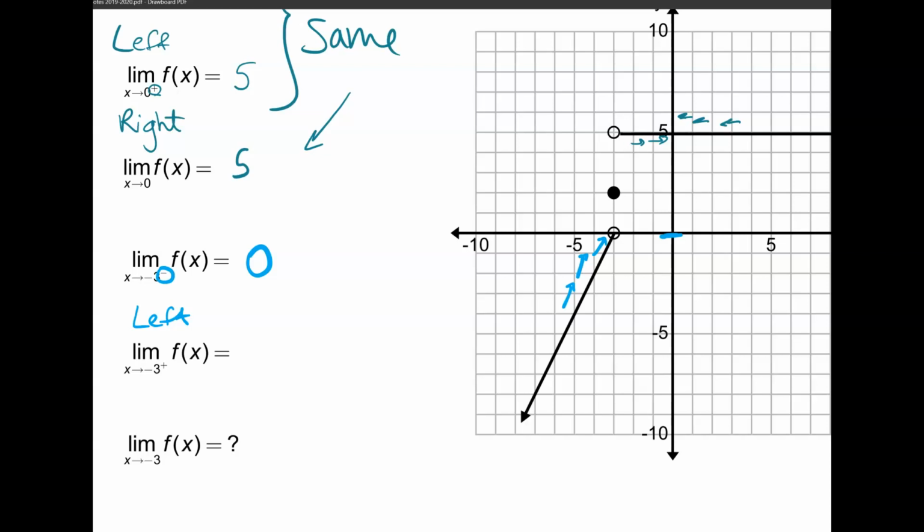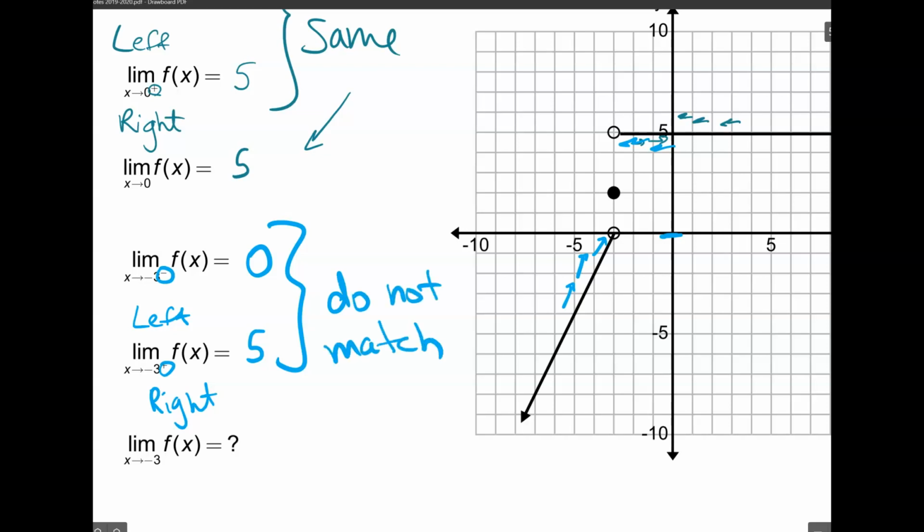Okay, what about as I approach from the right side? 5. As I approach from the right side, I'm approaching 5. And guess what? These do not match. So, since they don't match, the limit does not exist.